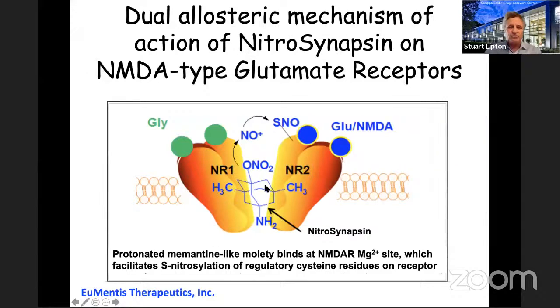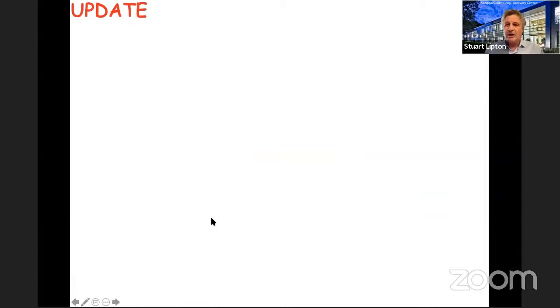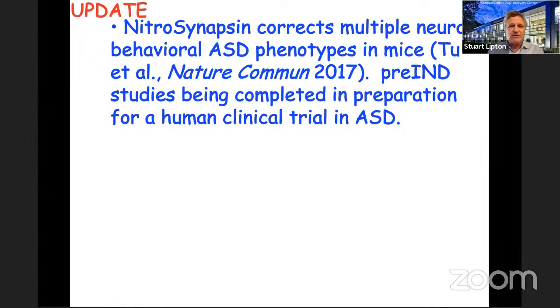We modified the structure of memantine, and it has a second site of action at a site we call the S-nitrosylation site, more chemistry that had been discovered in my lab some years ago. So this is a dual-acting, very, very potent drug, but very, very safe. Little company in Boston is developing it. Here's an update on that, and then I'll get to the MEF2 activators.